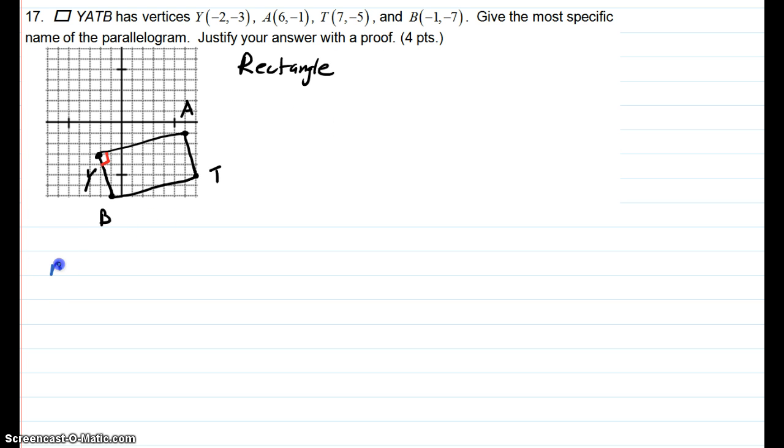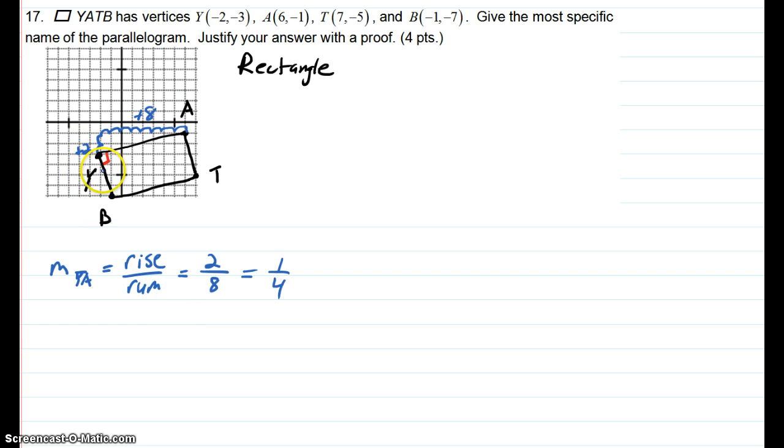So let's find the slope of line segment YA. So we're going to do the rise over the run. So I'm going to go up 1, 2 over 6, 7, 8. So we went over 8. So the rise of 2, run of 8, which reduces to 1/4.